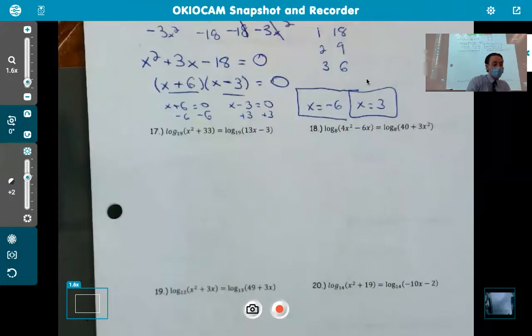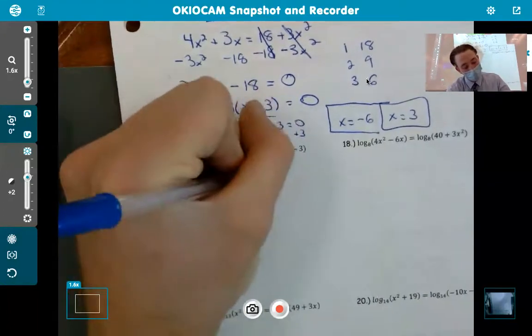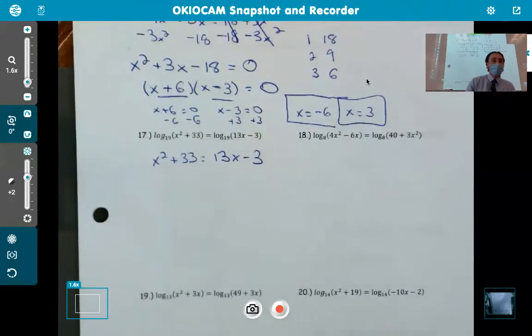Log base 19 of x squared plus 33 equals log base 19 of 13x minus 3. I have logs on either side. They have the same base. So what should my next line look like? What do you think? X squared plus 33 equals 13x minus 3. Good. So I just bring those values down. I get rid of the logs entirely. Okay. And whether it's inequalities or equations, that's going to be your first step.